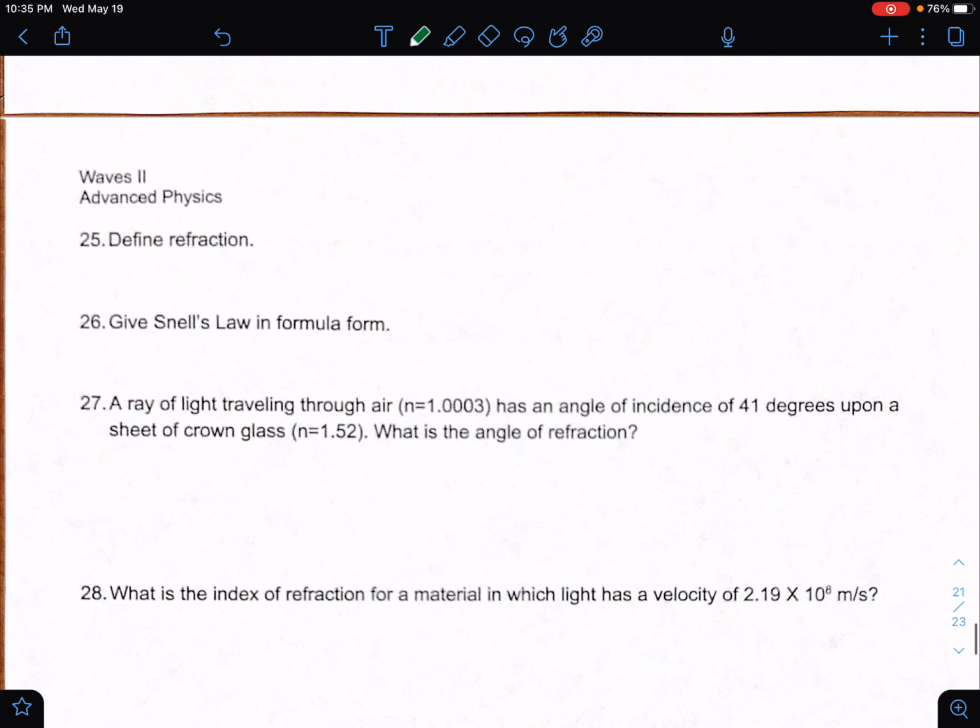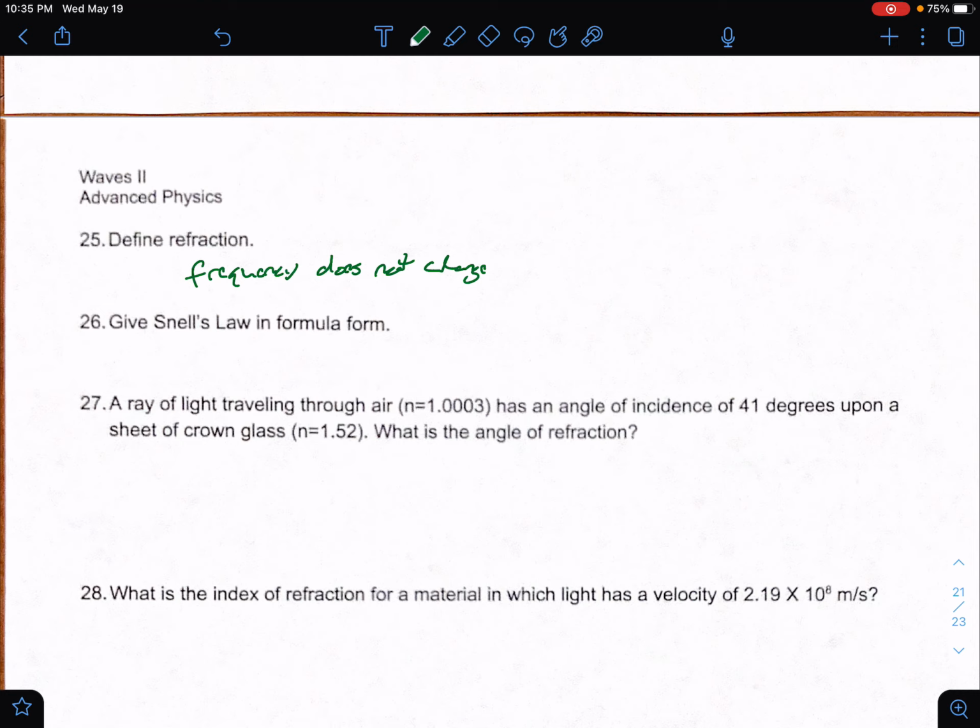Number 25, define refraction. That's basically the bending of light as it goes from one medium to the next. That's why it looks bent. When it goes from air to water, it changes velocity, which causes a change in direction. Regardless, frequency does not change. You're not actually changing the frequency there. What you're doing is just changing the speed and direction when it hits a different medium.